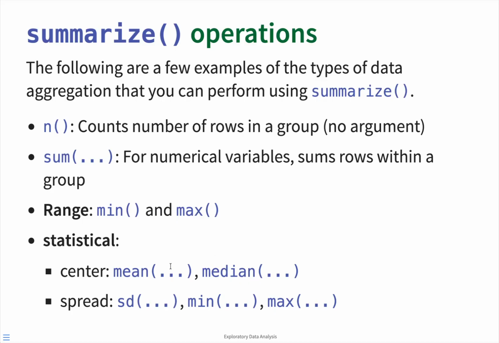And then there are a variety of different functions we can use to calculate statistical values. Different functions calculate the center of a variable's distribution, or its average, so the mean function or the median function. And then other functions calculate its spread, so SD, which calculates what's called the standard deviation, as well as the min and max functions that we just mentioned.